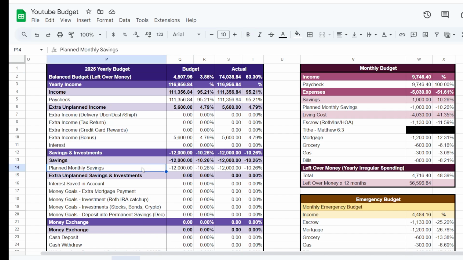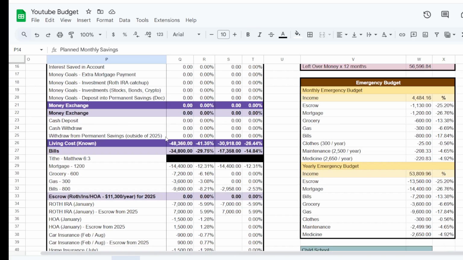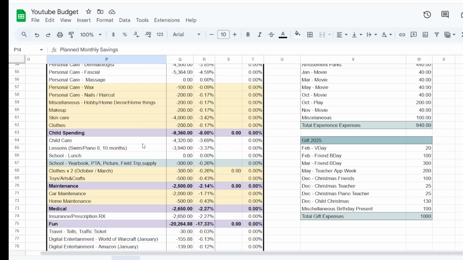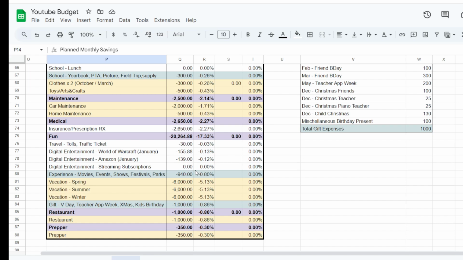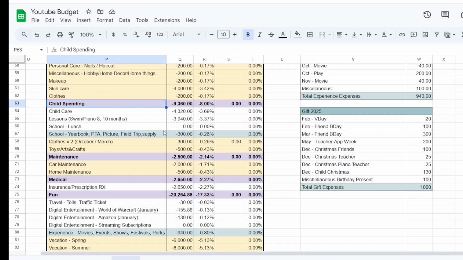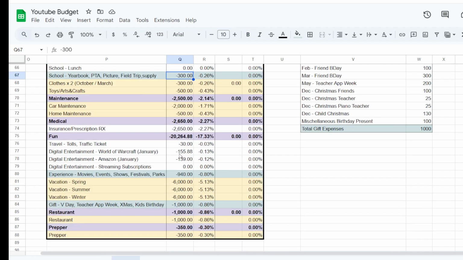But I did mention that if I ever go over budget on any of these categories, what I would like to do is start cutting numbers around here. If I was to overspend on my vacation, I would probably try to cut spending on my movie experiences, or even this World of Warcraft experience, or entertainment, or digital entertainment.